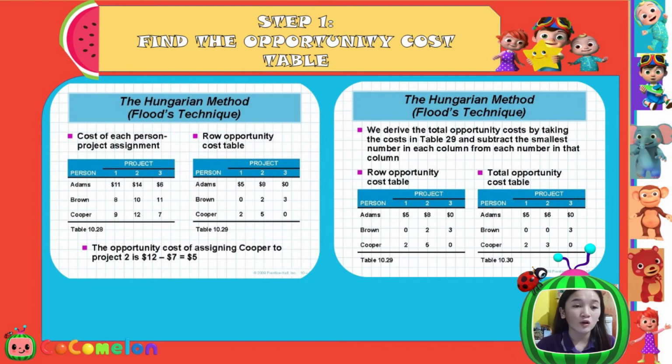Next, we will find the column opportunity cost table by finding the smallest cost in each column. So the lowest costs in project 1 is 0, 2, and 0. So again, we will deduct 0 from 5, 0 from 0, and 0 from 2. That will yield us another opportunity cost table of 5, 0, 2, 6, 0, 3, and 0, 3, 0. So this is our opportunity cost table.